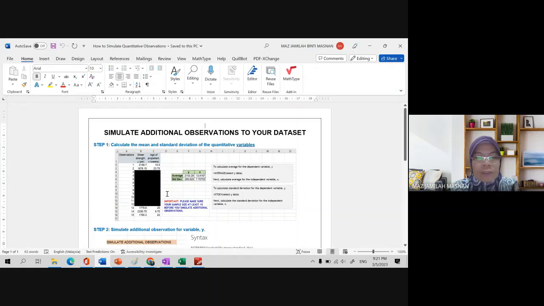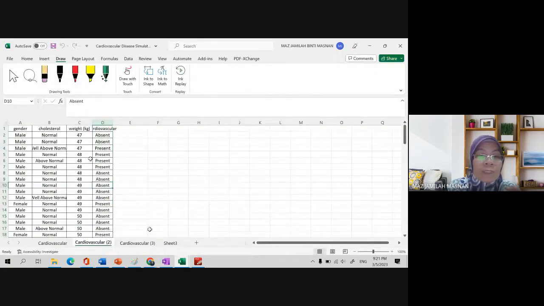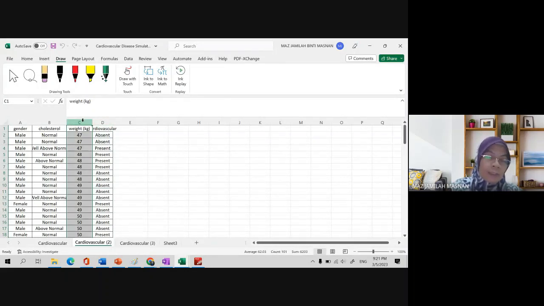I've given you this, right? Simulate additional observations to your data set. For this particular case, we are going to simulate or add additional observations for quantitative variables only, not qualitative. So for your assignment purposes, we are going to simulate on the quantitative variable. In my case, what is my quantitative variable? It is the weight.